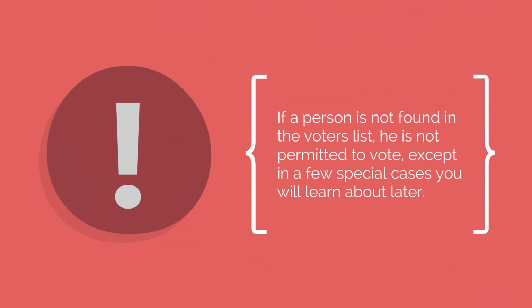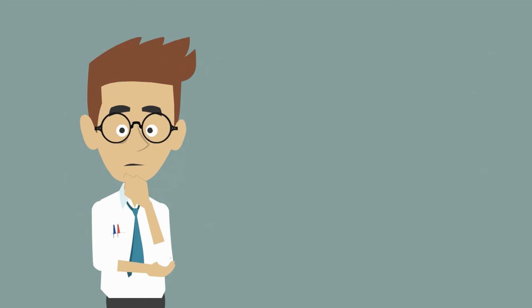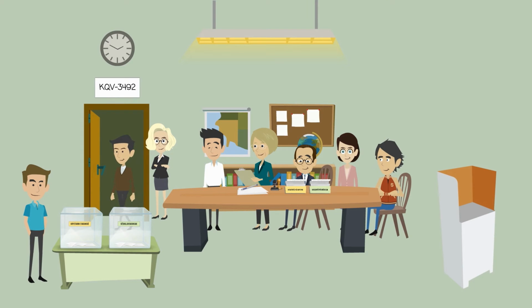If a person is not found in the voter's list, he is not permitted to vote, except in a few special cases you will learn about later. Maybe the voter has gone to the wrong center, or maybe he simply isn't registered. Regardless, he must leave the voting center immediately.